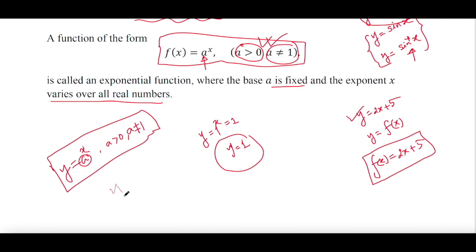For example, y equal 2 to the power x. This is an exponential function. Or y equal 5 to the power x, for all x belongs to R, for any real number x. And here x varies over all real numbers. So y equal to 5 to the power x is an exponential function.